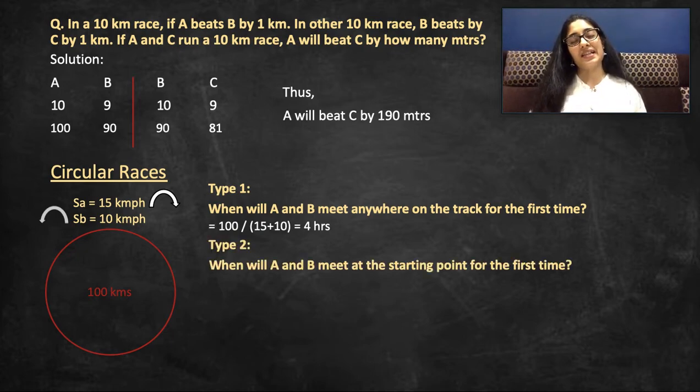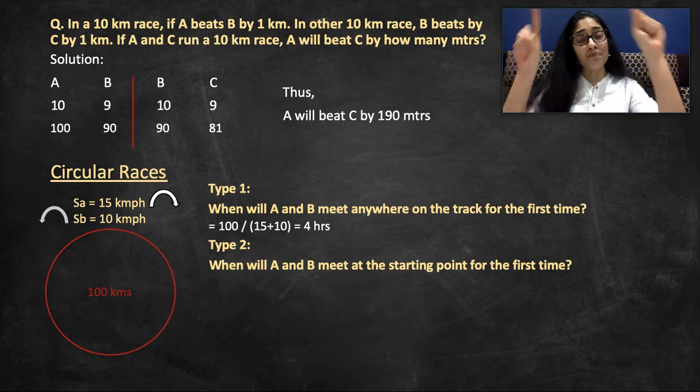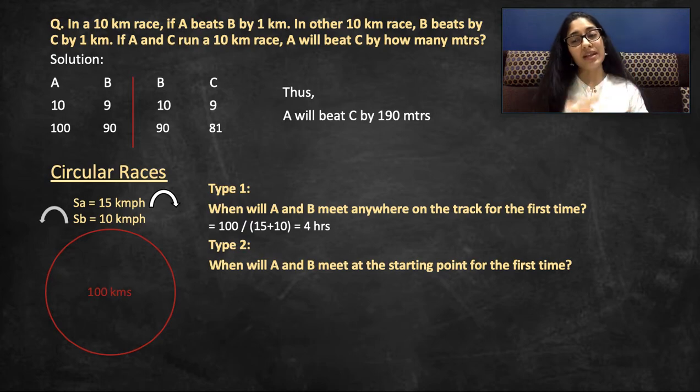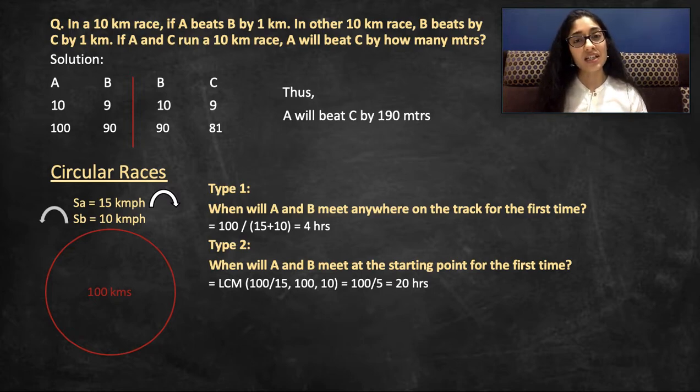Moving to the next type. When will A and B meet at the starting point for the same time? Now, to meet at the starting point, both have to complete complete rounds together. For A to complete the whole round, A will be taking 100 upon 15 hours. B will be taking 100 upon 10 hours.